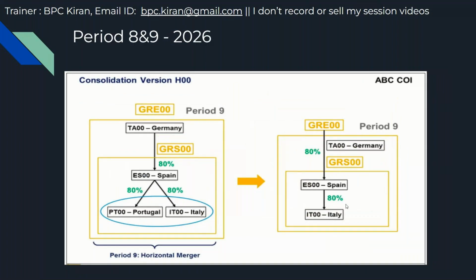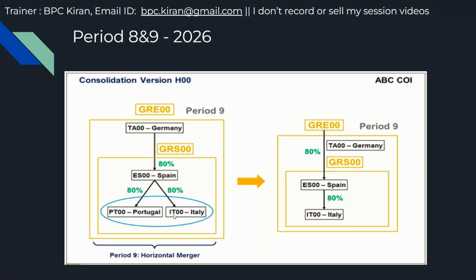Period 8 and 9, 2026, it's a separate topic of mergers. So we are going to use separate version H00. The method is activity based only. And here in the Southern Europe, we are going to create this particular group again. For the 2026 period 8, we are going to create all the structures, and in period 9, we are going to merge Portugal and Italy.